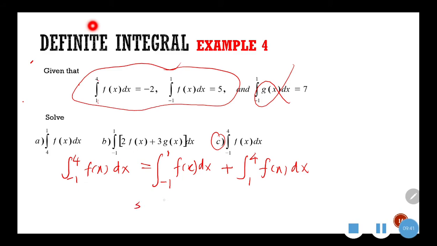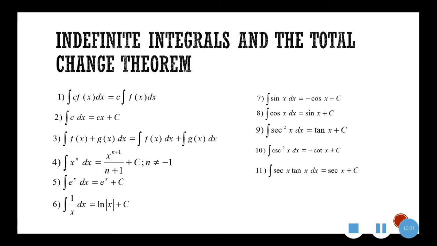So easily we can get the answer. Integration of fx dx from -1 to 1 is 5, plus with integration from 1 to 4 fx dx is -2. So 5 plus minus 2 will get 3. Okay. Alright. So again, here are list of the indefinite integrals and the total change theorem.